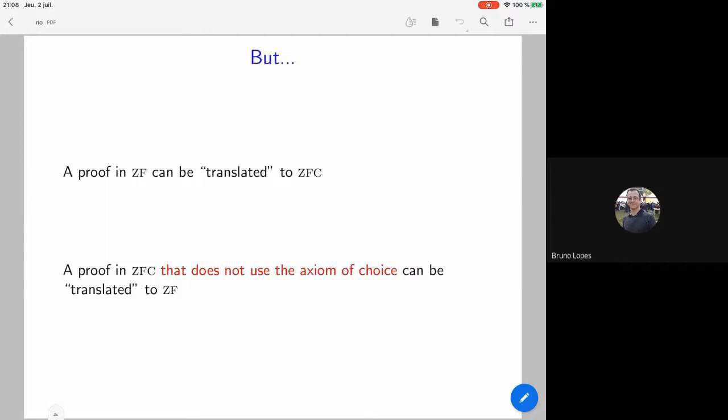And in the other direction, it does not always work. But if we have a proof in ZFC that happens not to use the axiom of choice, of course, it is a proof in ZF, and we can express it in ZF, that is set theory without the axiom of choice.